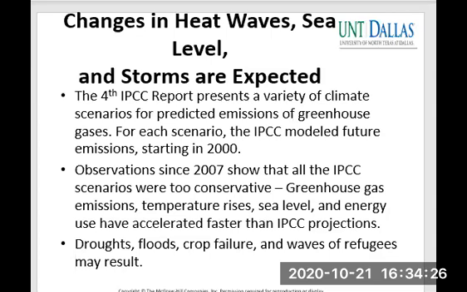Droughts, floods, crop failure, and waves of refugees might result from these greenhouse gas emissions, temperature rises, sea level rise, and energy use, which have accelerated faster than the IPCC projections. This is a serious concern, as it has increased the heat stress and drought, which could cause increased deaths as well as crop failure and new waves of refugees from drought-stricken regions.